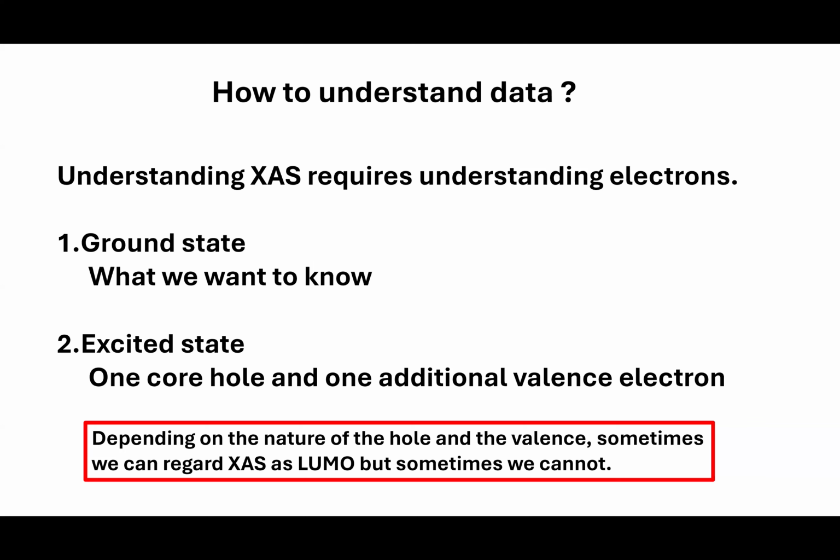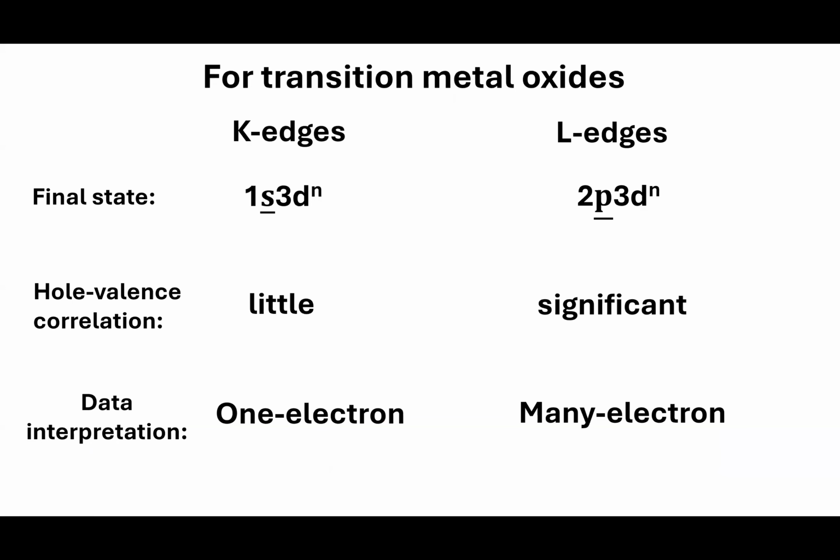But in some cases, we just cannot do that. We see the peaks, but these peaks have nothing to do with the real unoccupied states that we have, because they are complicated by the presence of the core hole. That's the message I wanted to give. So what is simple and what is not?